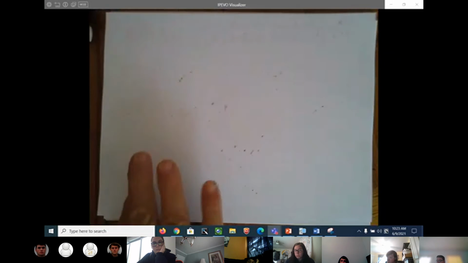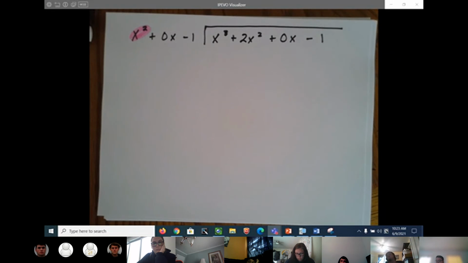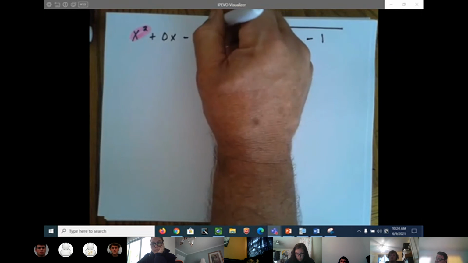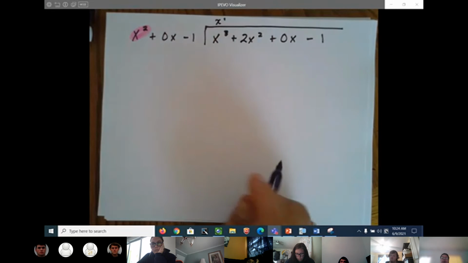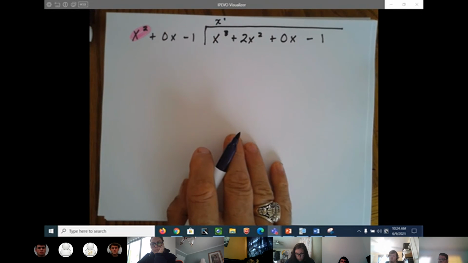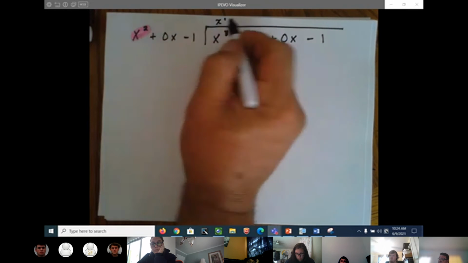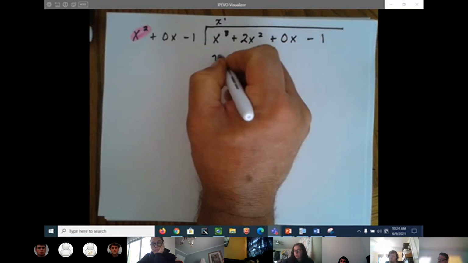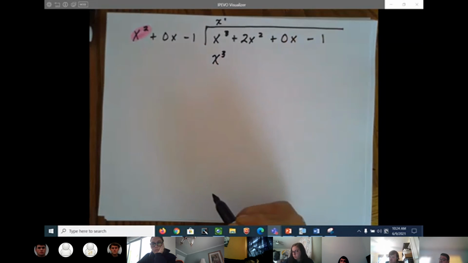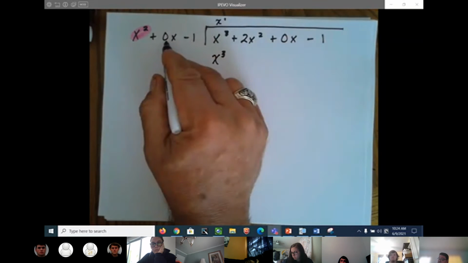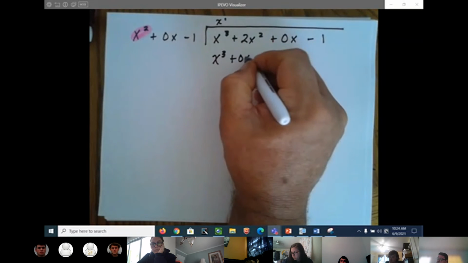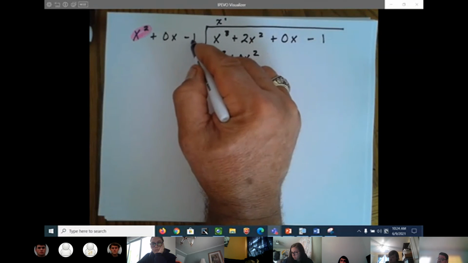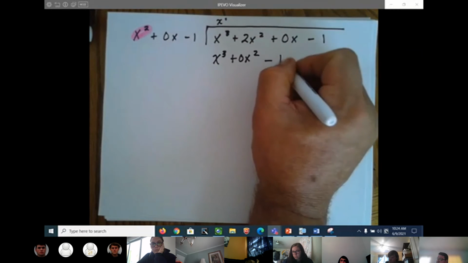So, let's go ahead and start. X squared will go into x to the third, x to the first times. Got to remember your exponential laws. You add exponents. So x to the first times x squared is x to the third. X to the first times 0x is 0x squared. X to the first times -1 is -1x.